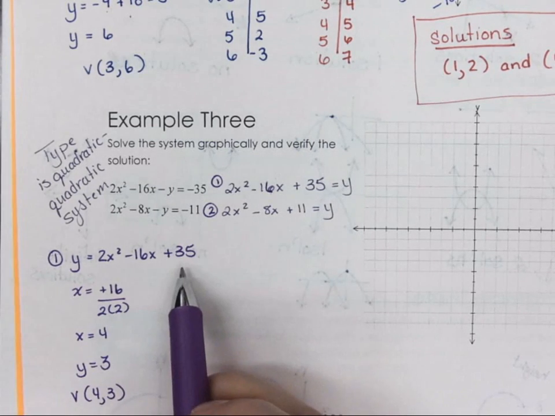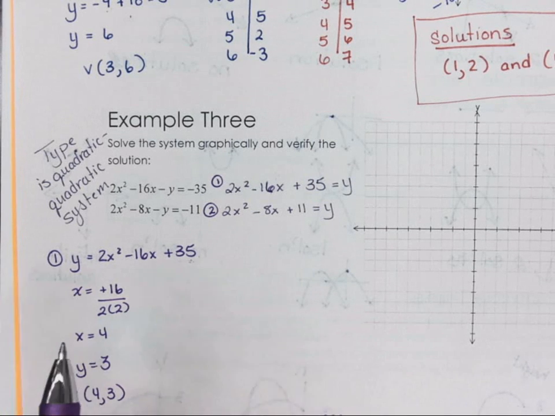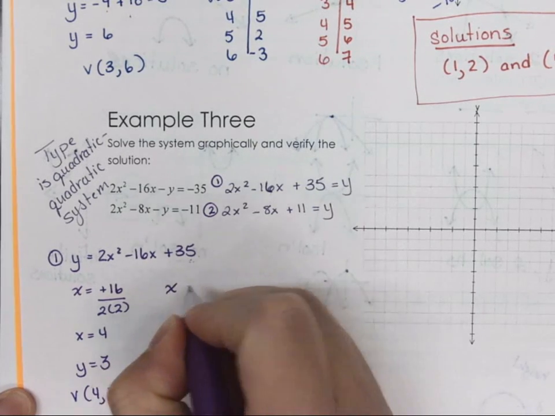Now in this case, I do know where my y-intercept is, but it's at 35. I'm probably not going to end up graphing that point. Just because you know it doesn't mean you need to use it. Does that make sense to everybody? So let's go ahead and do a table of values for this parabola.